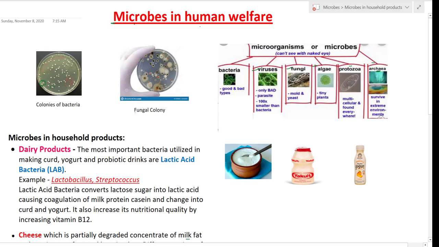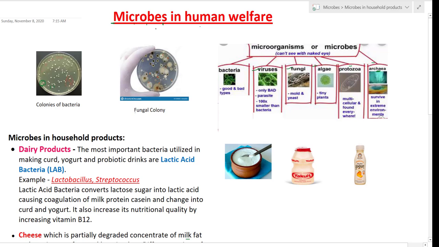Today we are going to discuss microbes in human welfare. As we all know, microbes are our friend as well as our foe. They cause different diseases in different organisms, and they are our friend because there are so many beneficial effects of microbes in our daily life. So in this chapter we will discuss only the beneficial effects of microbes, or the use of microbes in human welfare.